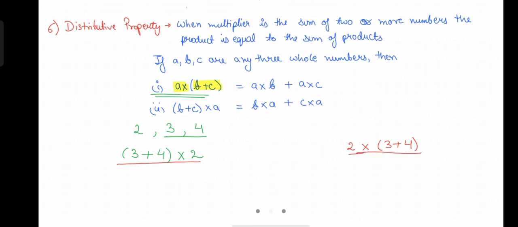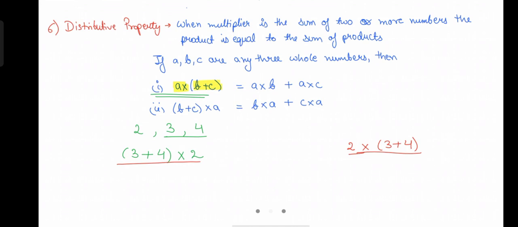Now let's see how I'm going to solve it. First, I'm going to solve it with the distributive property. I'm not going with the BODMAS rule. What will be the BODMAS rule? Simply add these two numbers which are inside the bracket and then multiply by 2. I'm not going with that rule. Instead, I'm following the distributive property rule over here.